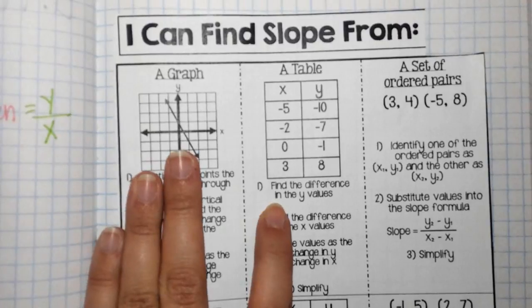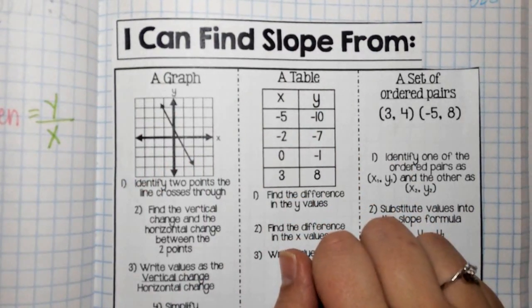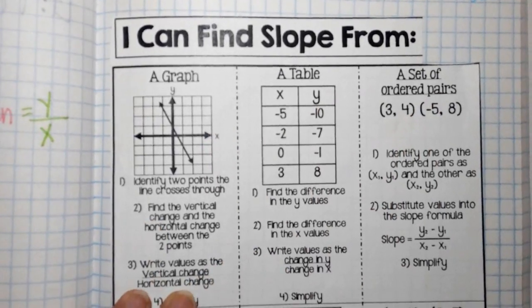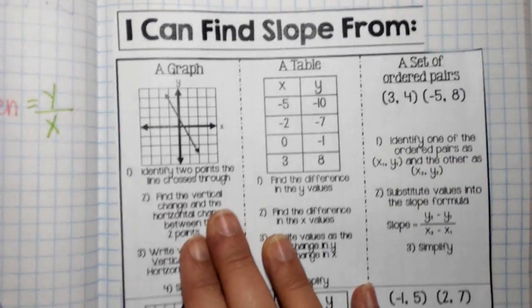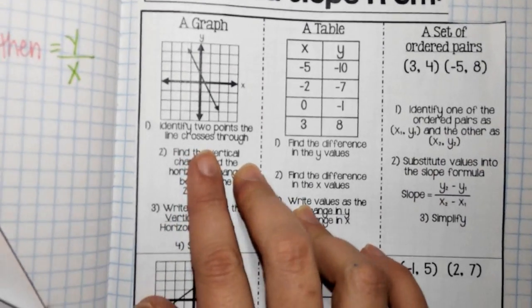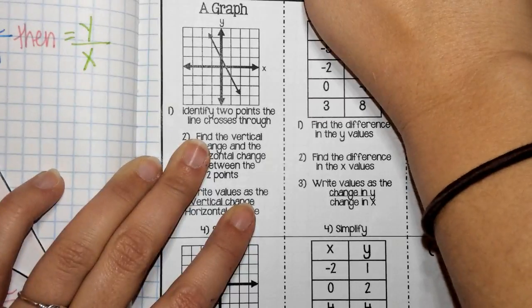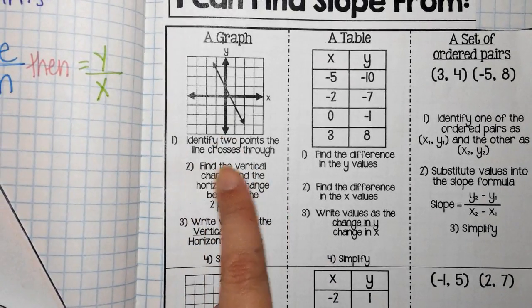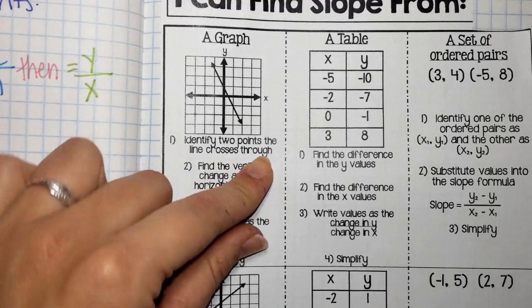So today, our learning target up there says, I can find slope from a graph, a table, and a set of ordered pairs. A graph, a table, and a set of ordered pairs. So for a graph, it tells us what to do. It starts by saying, identify 2 points where the line crosses through.